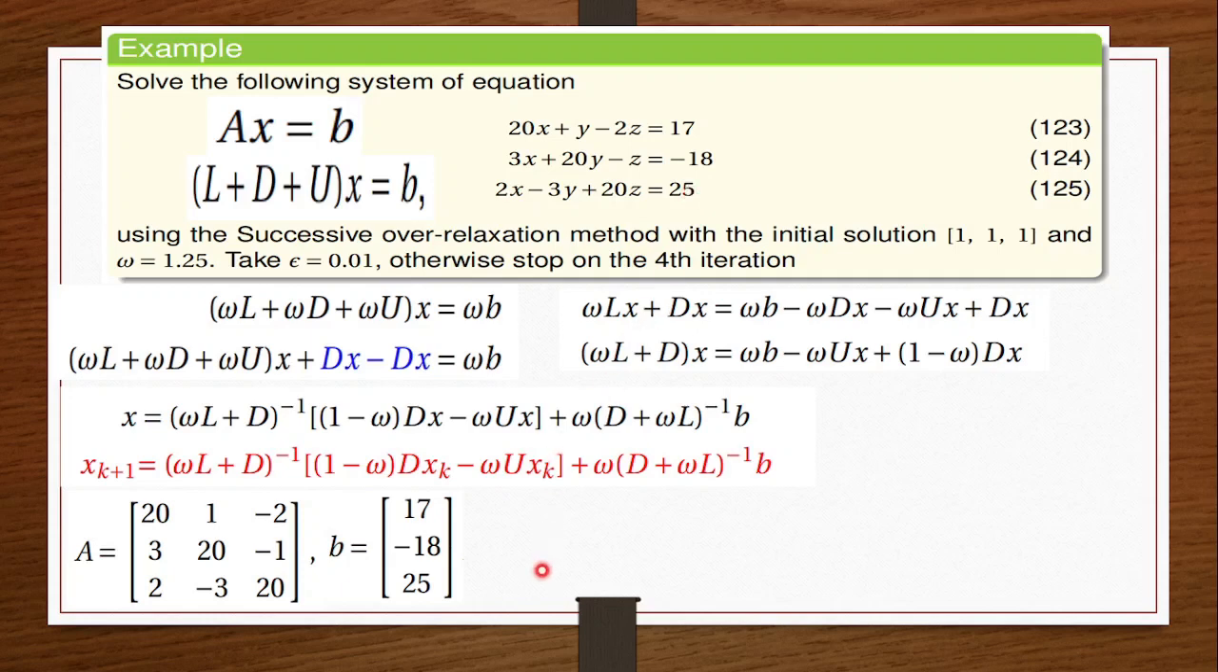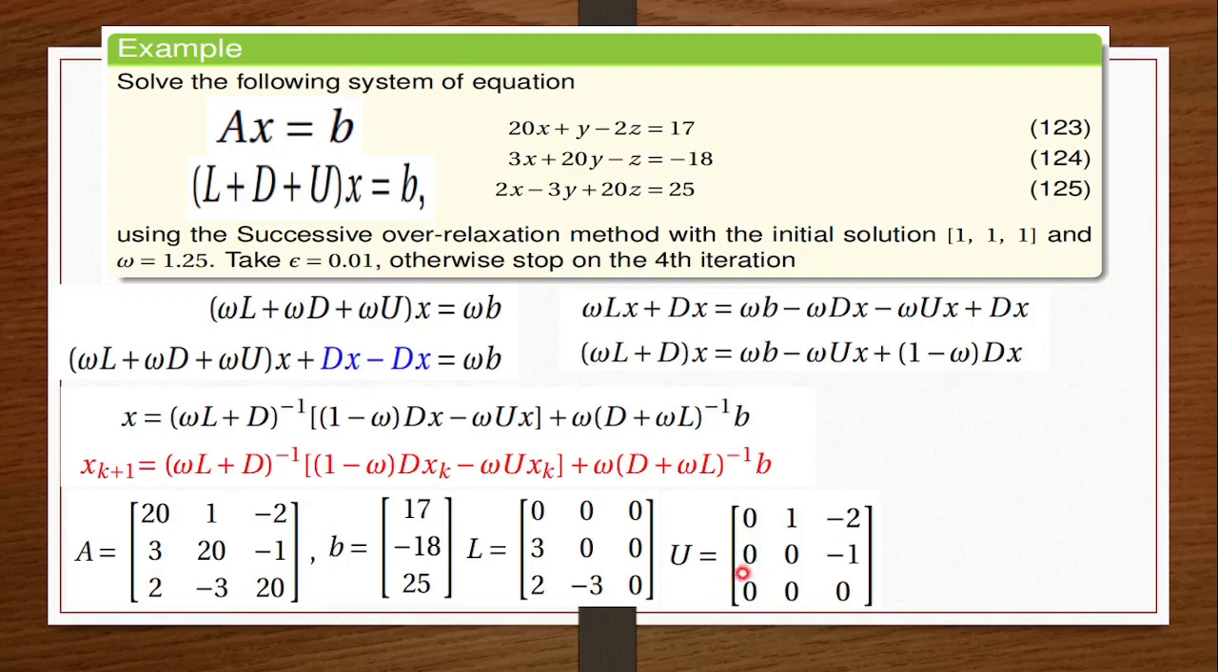And then next will be our L. We know that L is a lower triangular matrix. Its nontrivial values are at the lower side of the matrix, and the upper parts are all zeros. So we are getting it from matrix A, which is 3, 2, and negative 3. That's the lower part of matrix A. And again, we find our upper triangular matrix. We know that its nontrivial values are at the upper side of the matrix, and again we are getting it from matrix A, which is 1, negative 2, and then negative 1. And you see that the down parts are all zeros.